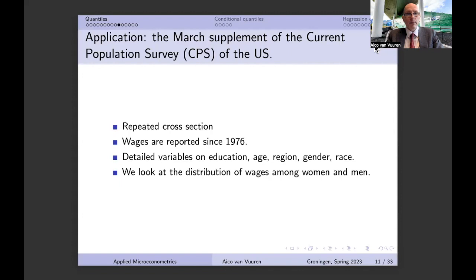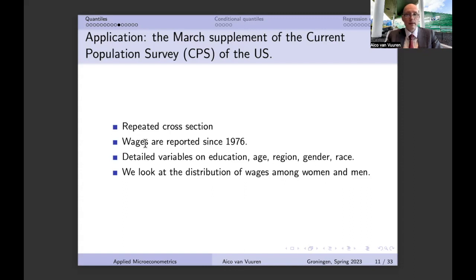Okay, let's now look at an application of this. The application I'm going to use here is the March supplement of the Current Population Survey, usually called the CPS or the March CPS, and that's data for the United States. This is going to be a repeated cross-section. Every year in March, people are asked different kinds of things, and one of the things they're asked is the wages. These are actually the wages of the year before.